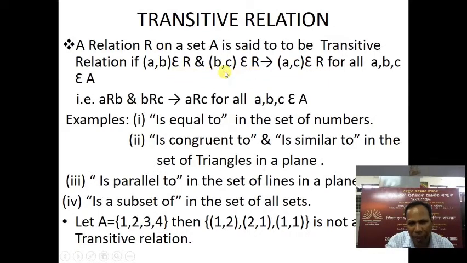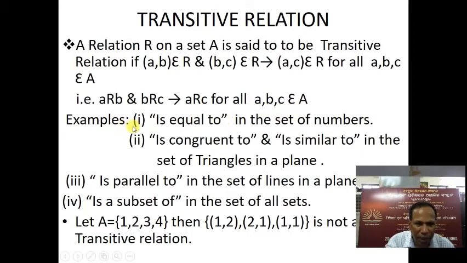That means here we find there are two conditions. If ordered pair (a, b) is in R, ordered pair (b, c) belongs to R, then in order to be transitive, ordered pair (a, c) also has to be in R for all a, b, c belonging to set A. In other words, we can say a related to b and b related to c should imply that a is related to c for all a, b, c belonging to set A.